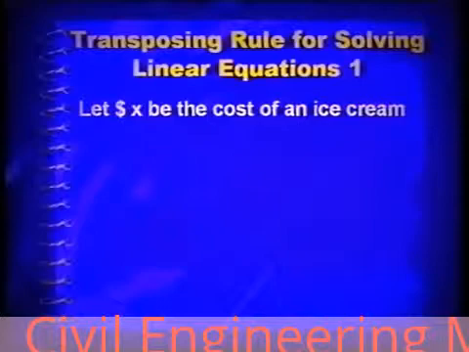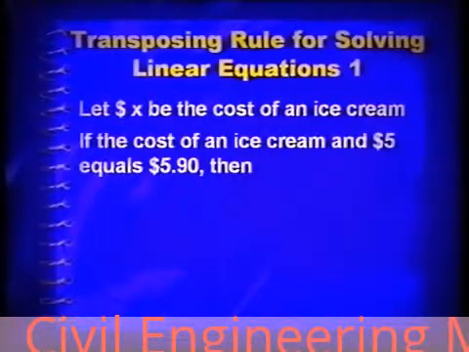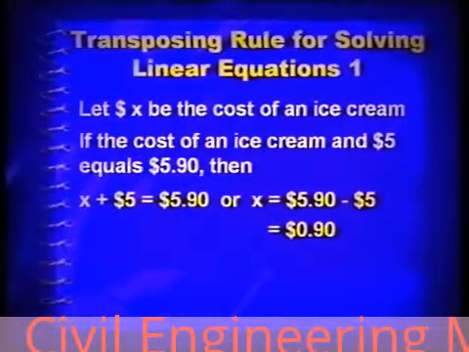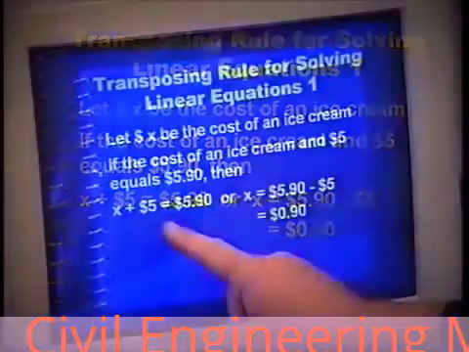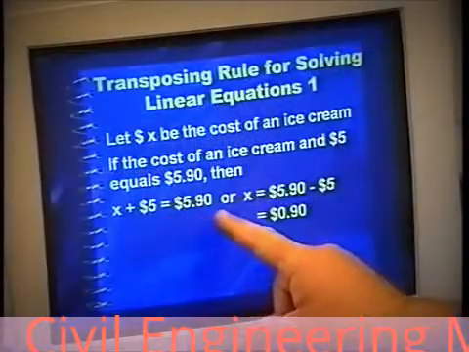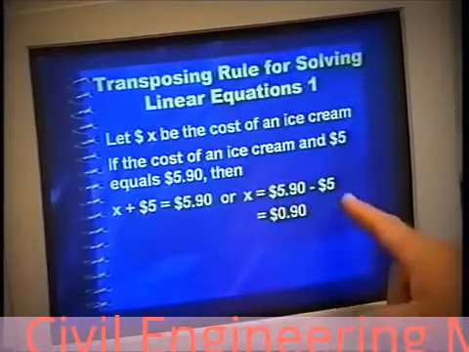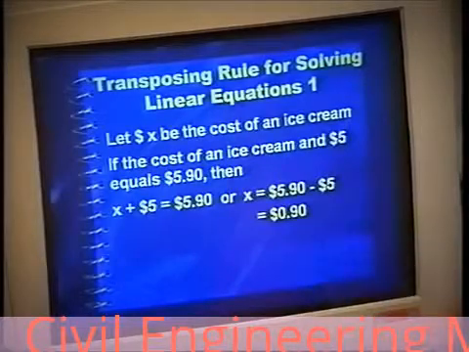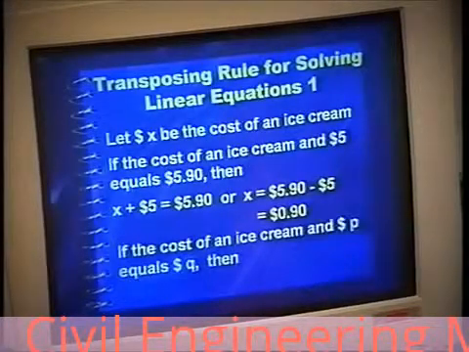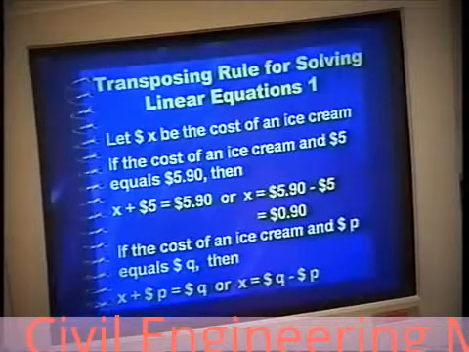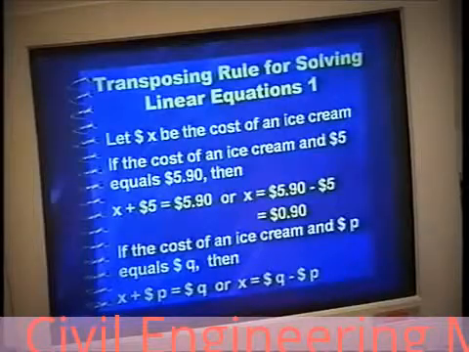Well, actually, let x be the cost of an ice cream. If you add $5 to that, and the total is $5.90, then you can write that mathematically as x plus $5 equals $5.90, but then x is going to be equal to $5.90 minus $5. In general, of course, if we use p and q, you get this equation. x plus p dollars equals q dollars, then x is the difference between q dollars and p dollars.